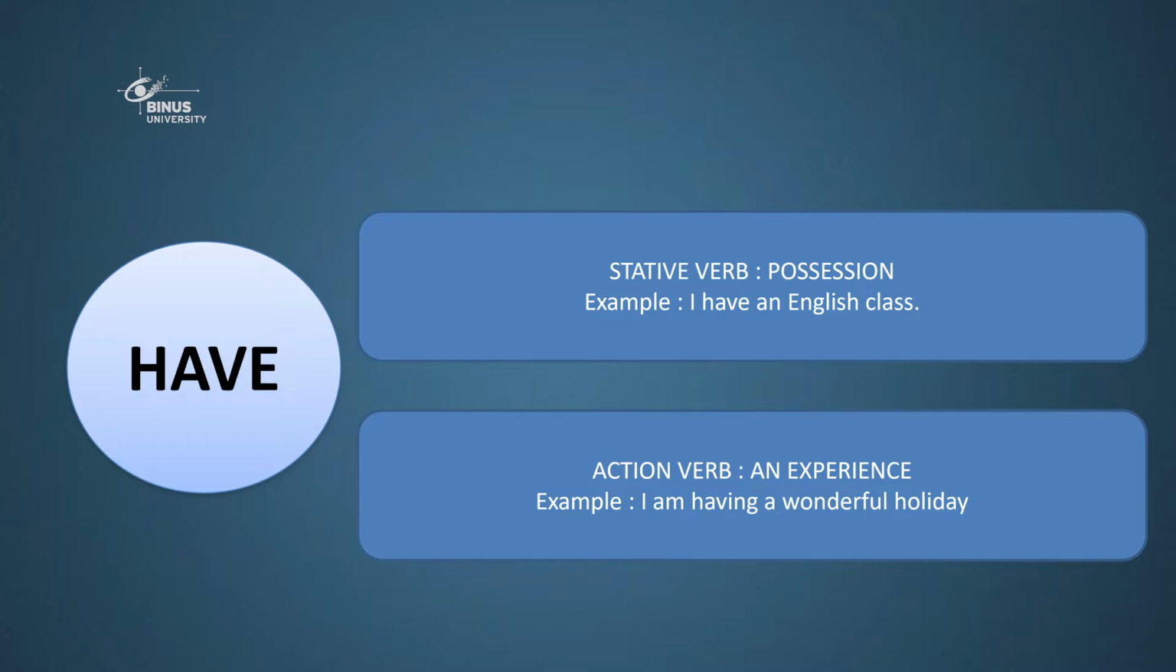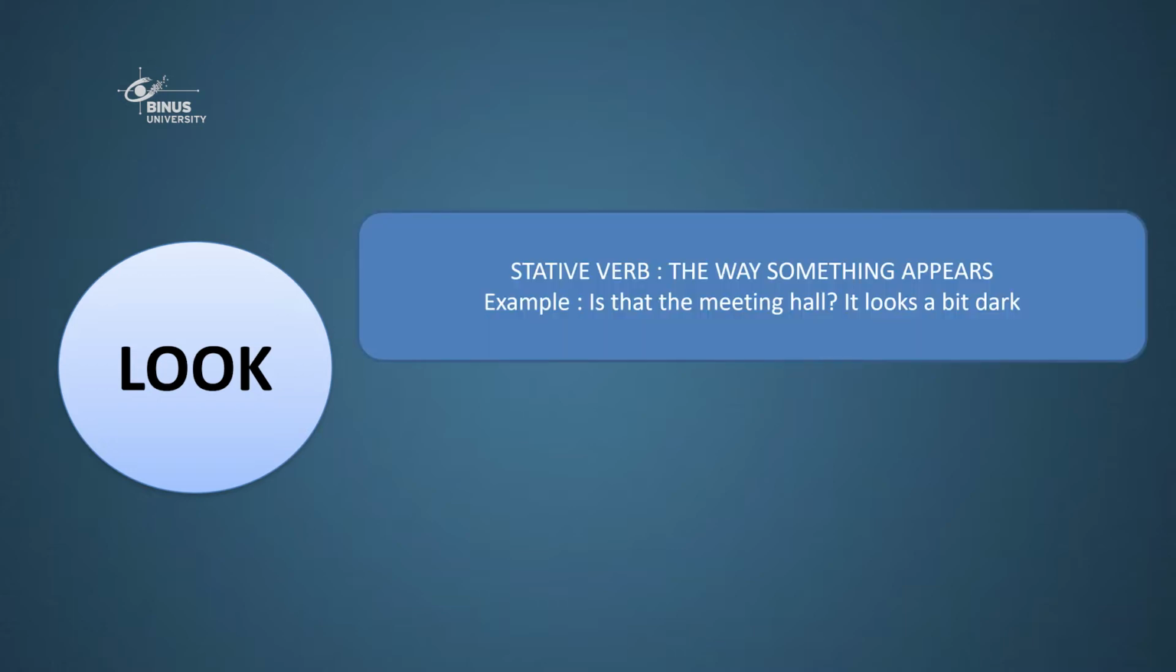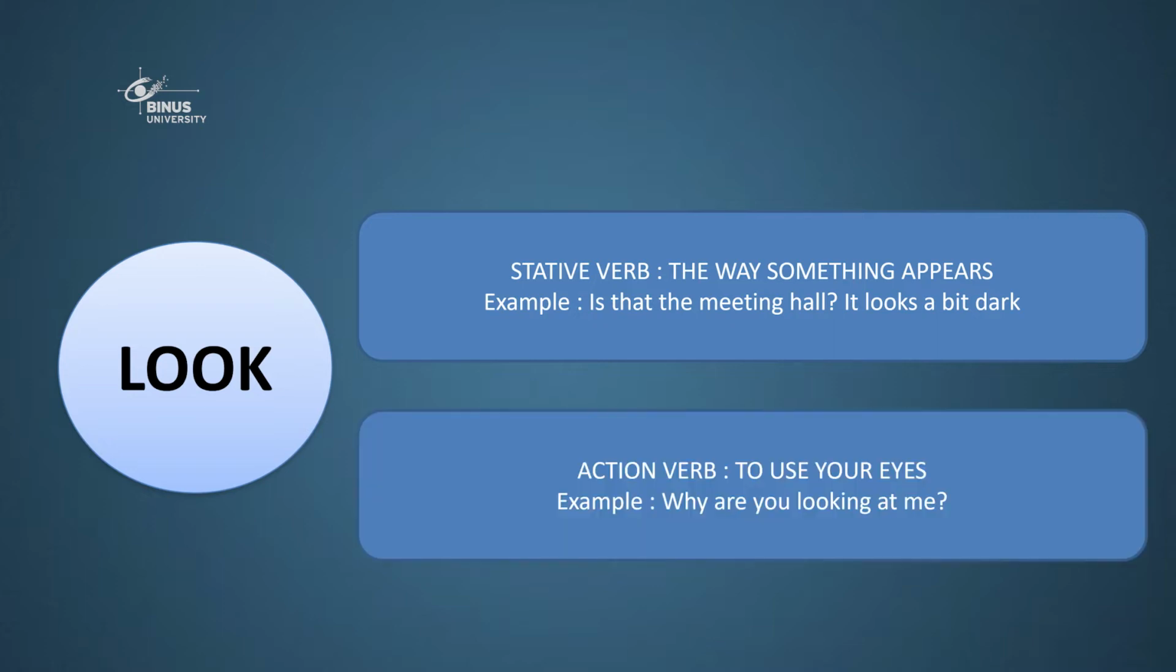It can also be used for the word look. For the stative verb, it means how something appears. Just like, is that the meeting hall? It looks a bit dark. So look here is the stative verb. And for the action verb, we use our eyes. Why are you looking at me? So looking there is the action verb.